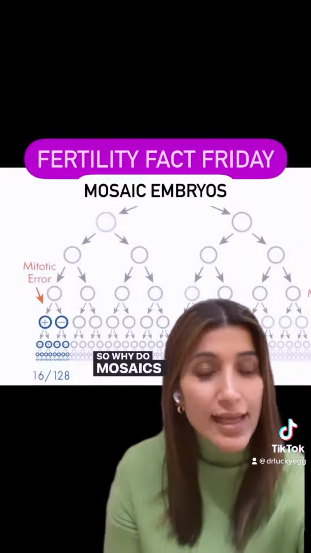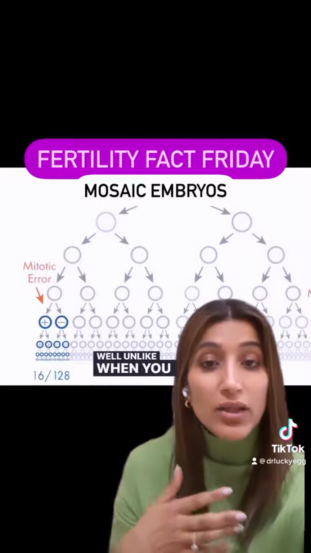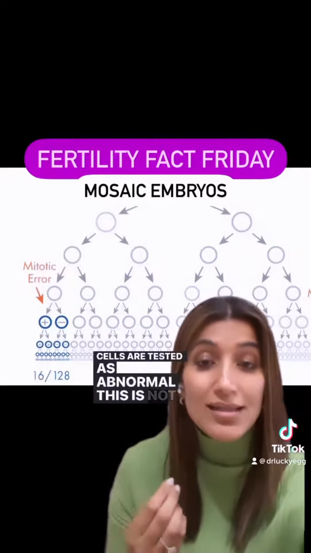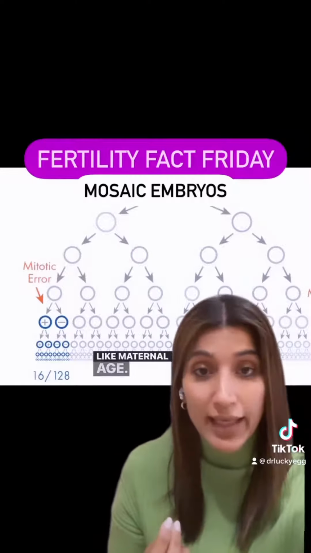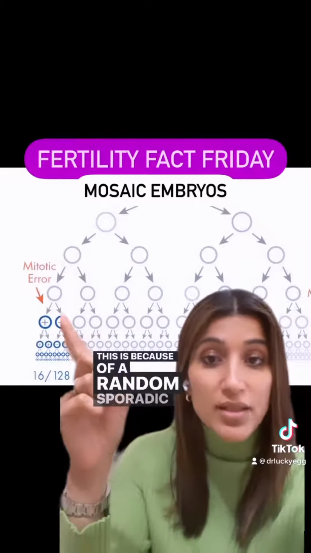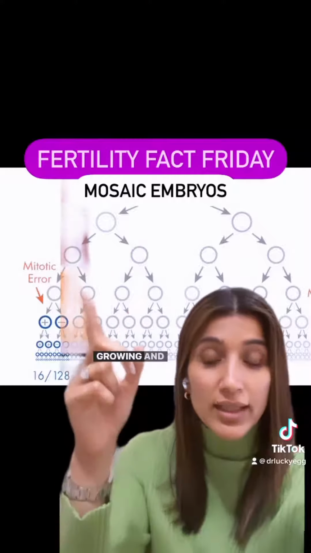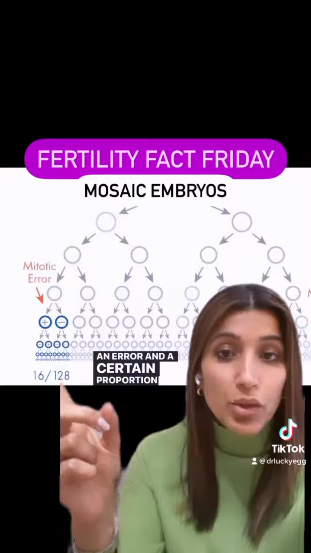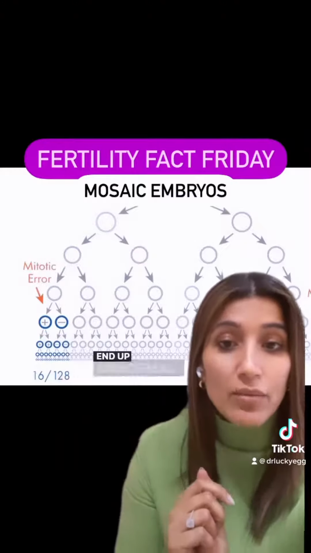So why do mosaics happen? Well, unlike when you have an abnormal embryo where all the cells are tested as abnormal, this is not related to things like maternal age. This is because of a random sporadic error as the cell was growing and dividing, and at some point along the way, there's an error and a certain proportion of the cells of the embryo end up abnormal.